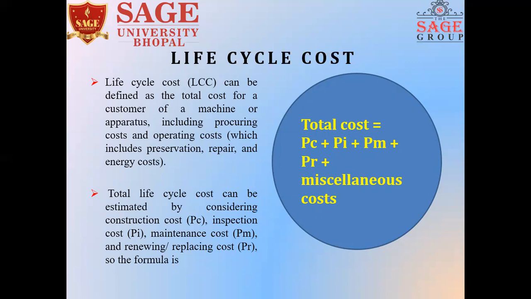So total life cycle cost can be estimated by considering the construction cost, inspection cost, maintenance cost, and renewing or replacing cost. So the formula of the total cost is PC plus PI plus PM plus PR plus miscellaneous cost, where PC is the construction cost of the structure, PI is the regular inspection cost required, PM is the required maintenance cost, and if required, PR is the renewing or the replacing cost of the structure.